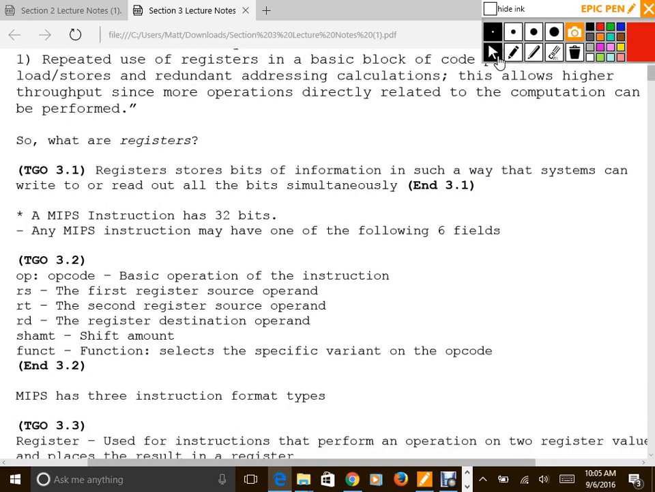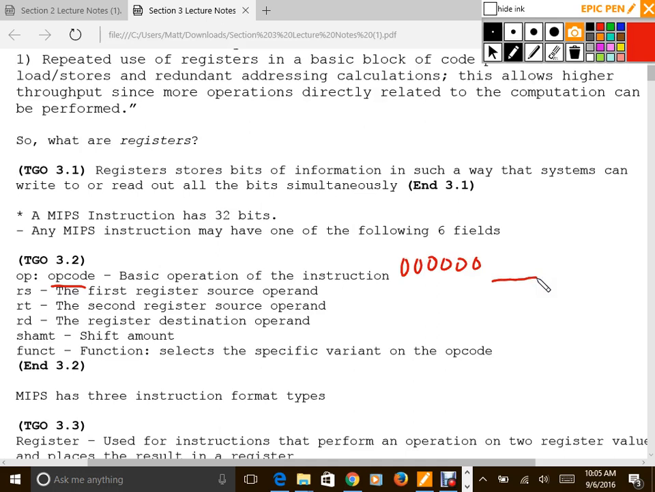The first 6 bits are known as the opcode, or operation code, the basic operation of the instruction. Is it an R-type instruction? Is it a branch instruction? Is it a jump instruction? I'll be teaching you all of those in the next section. RS is the first register source operand. RT is the second register source operand. So if we have an addition, the opcode is 0, and then RS would be the next 5 bits.